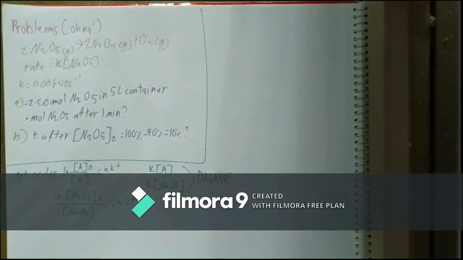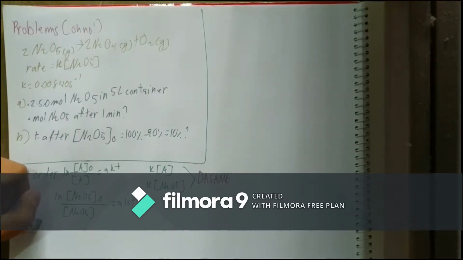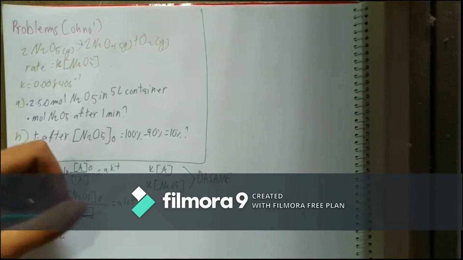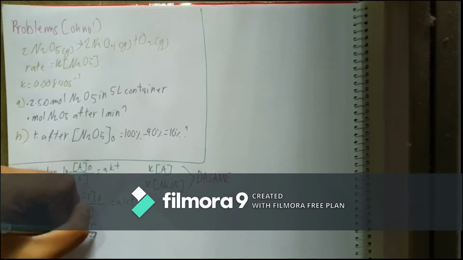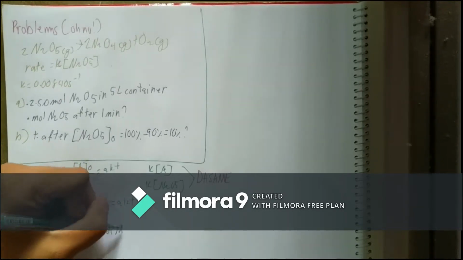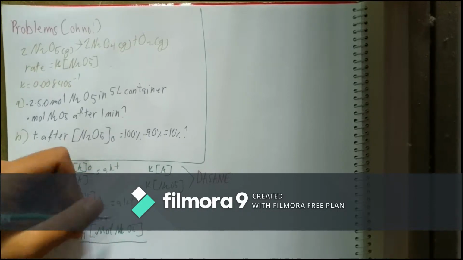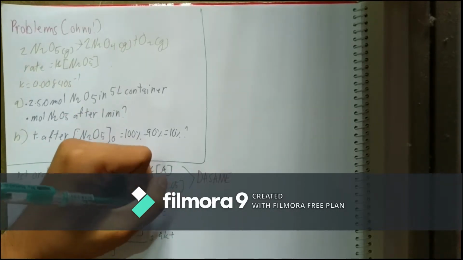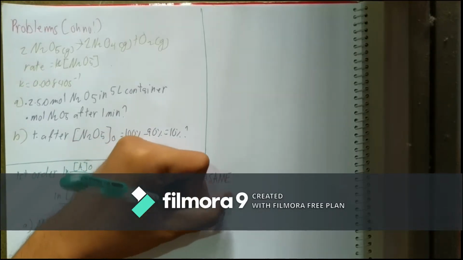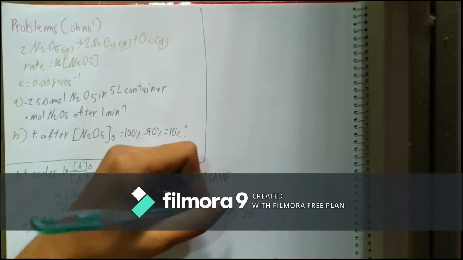To answer problem A, first, we must determine the original molar concentration of the nitrogen pentoxide. Then we solve for the molar concentration of the nitrogen pentoxide after 1 minute. We must remember to express k and t using the same time units. Finally, we convert molar concentration of nitrogen pentoxide to moles remaining.